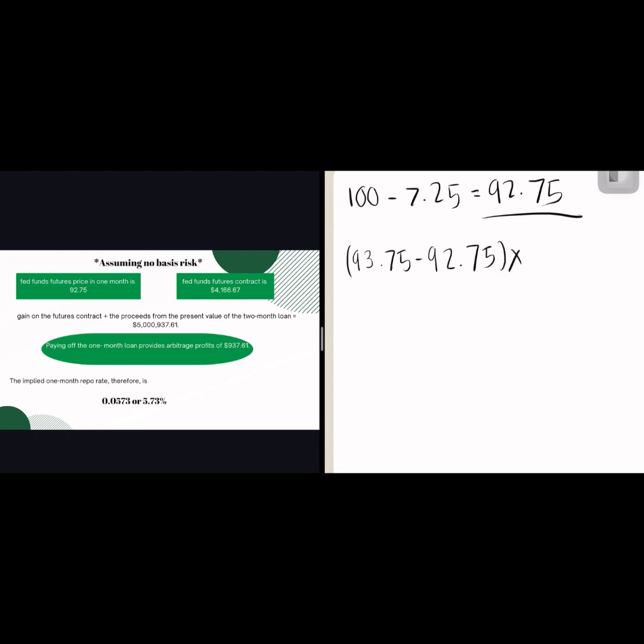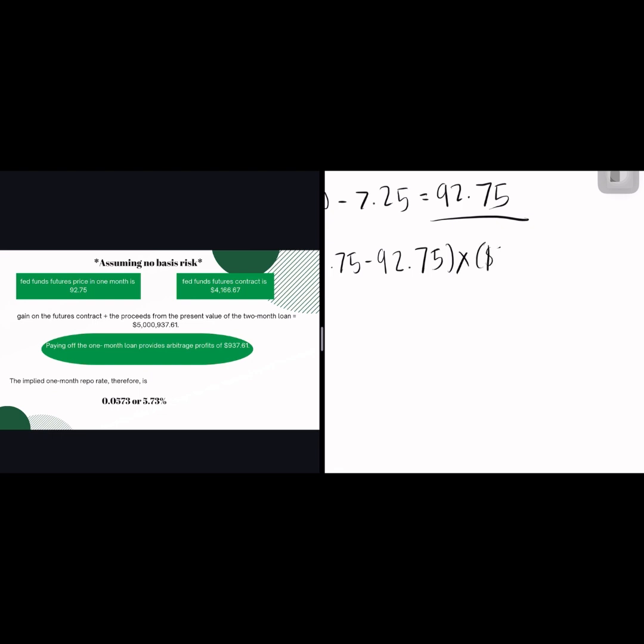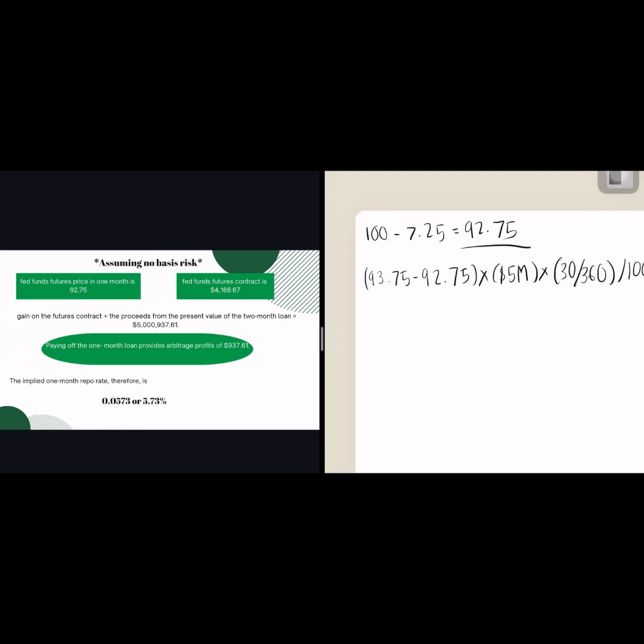So here is the solution. 93.75 minus 92.75 multiplied by the $5 million. Let's just put there 5M multiplied by 30 over 360 divided by 100. And if we compute that, we will get 4,166.67, which is the gain on the Fed Funds futures contract.